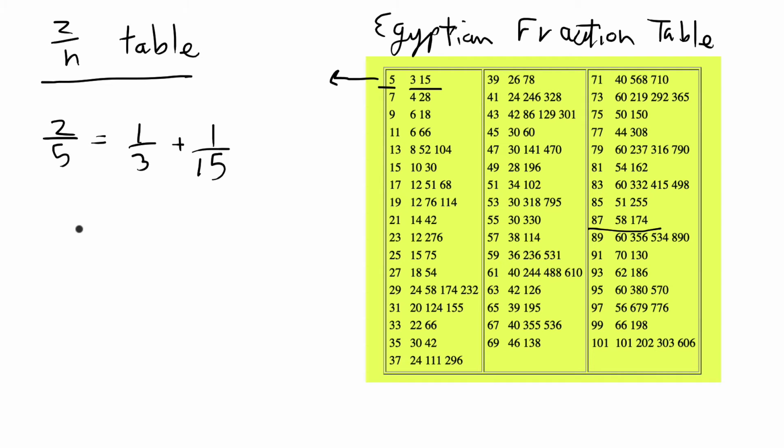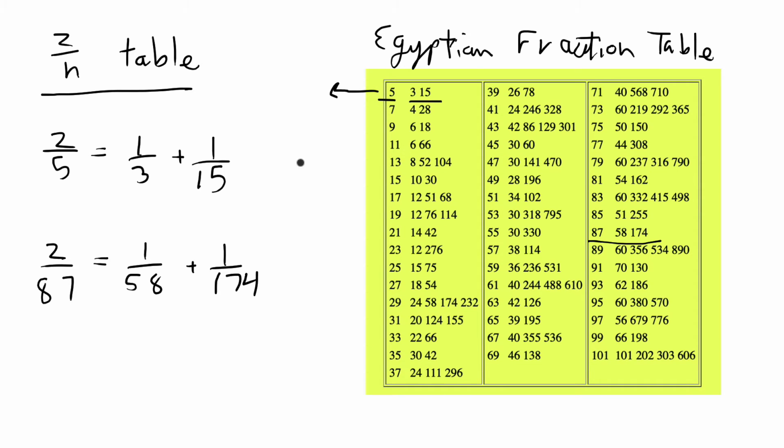Same thing with, for example, 87. That is saying that 2 over 87 is equal to 1 over 58 plus 1 over 174. So this was a portion of the papyrus that had a 2 over n table. This shows that this type of representation of rational numbers was very commonly used, and it was so commonly used that it was useful to create a table to refer to simple sums of Egyptian fractions.